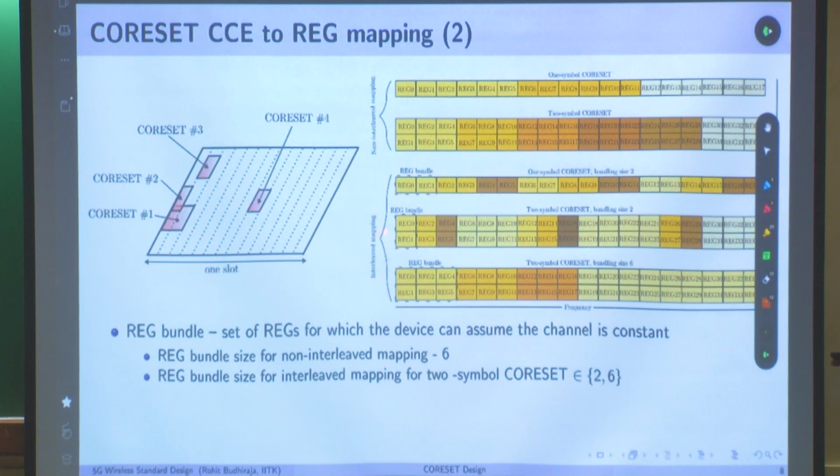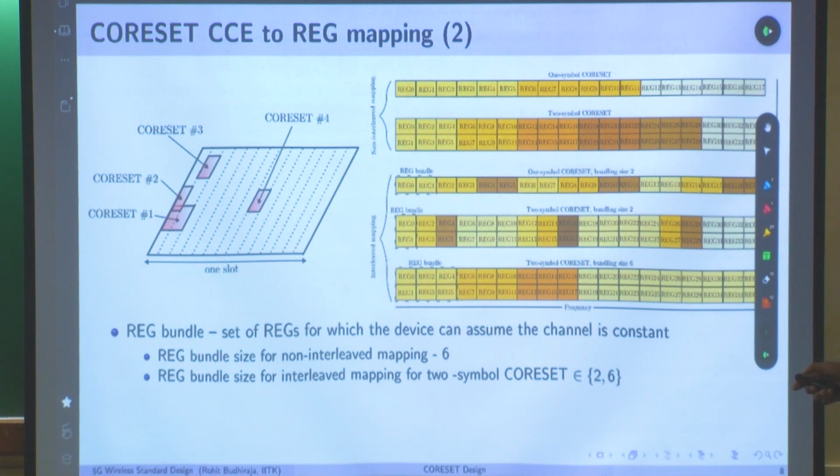What are we saying here? You look at this, okay, that for 2 symbol core set, what are we saying here? Either it is 2, defined like this, or it is 6, okay. So what is it saying here? That in this case the channel is assumed to be constant over 6 REGs, okay. The base station has certain information about the channel and it says that it is constant over these particular REGs, that is all, fine, okay. So what it says here is that, see, this is 1 CCE, correct, okay, right.